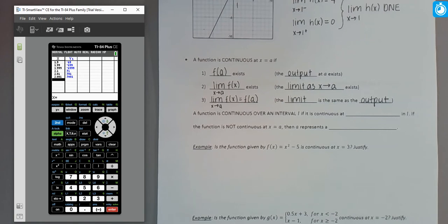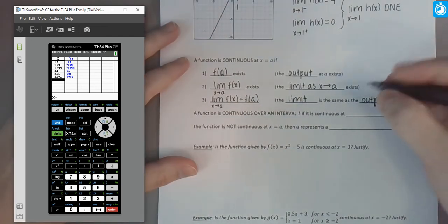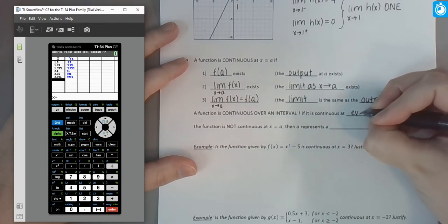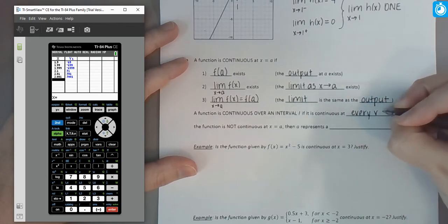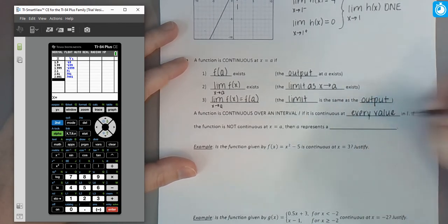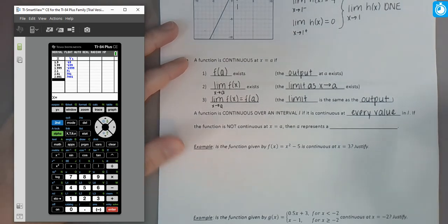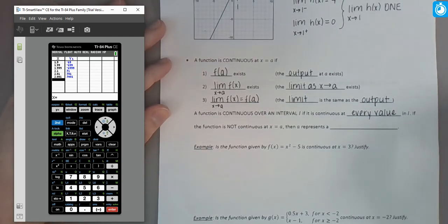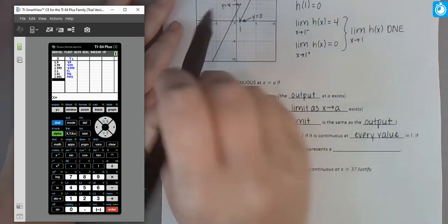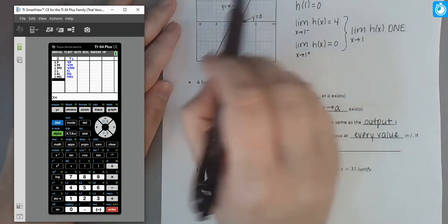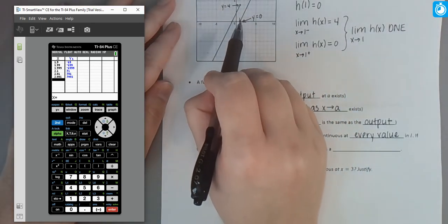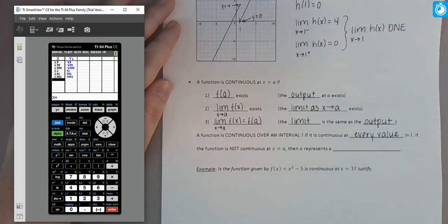So we can extend that. We can say that a function is continuous over an entire interval, a range of x values. We're going to call that I. That interval is I. If it is continuous at every value in I. So if we wanted to say that a function is continuous over all real numbers, then that means we have to have continuity at every single individual point.